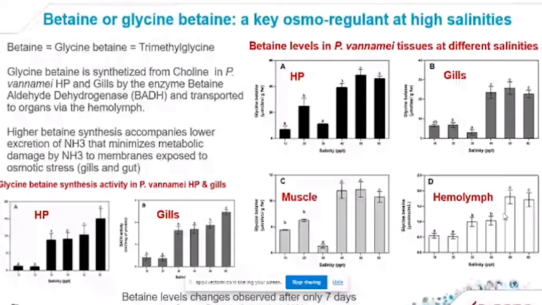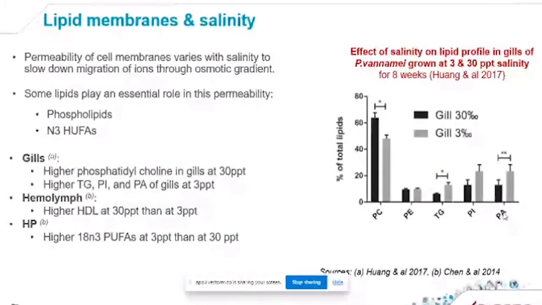So the shrimp are able to change the protein catabolism from the excretion of ammonia to using this ammonia to produce more betaine, which they produce from choline. So all these things happen when you have shrimp in high salinity.